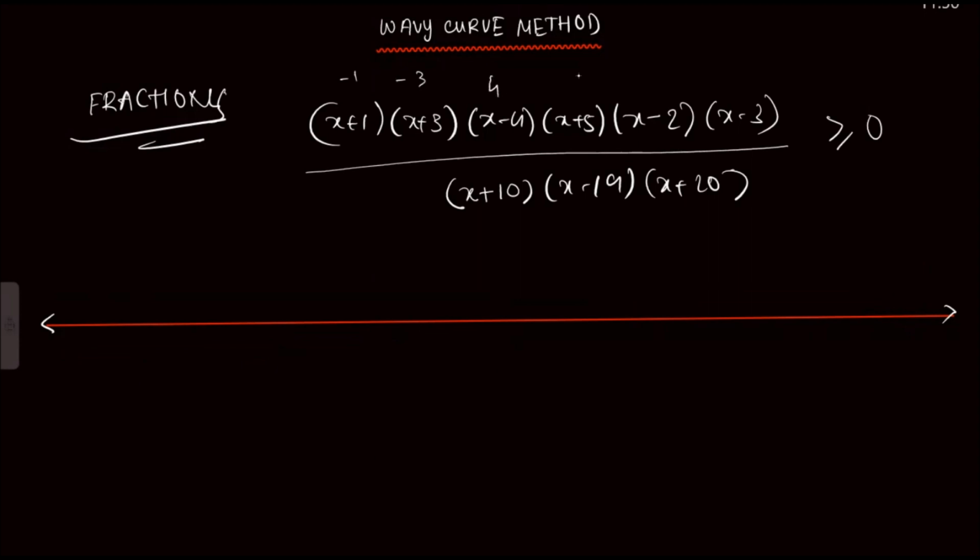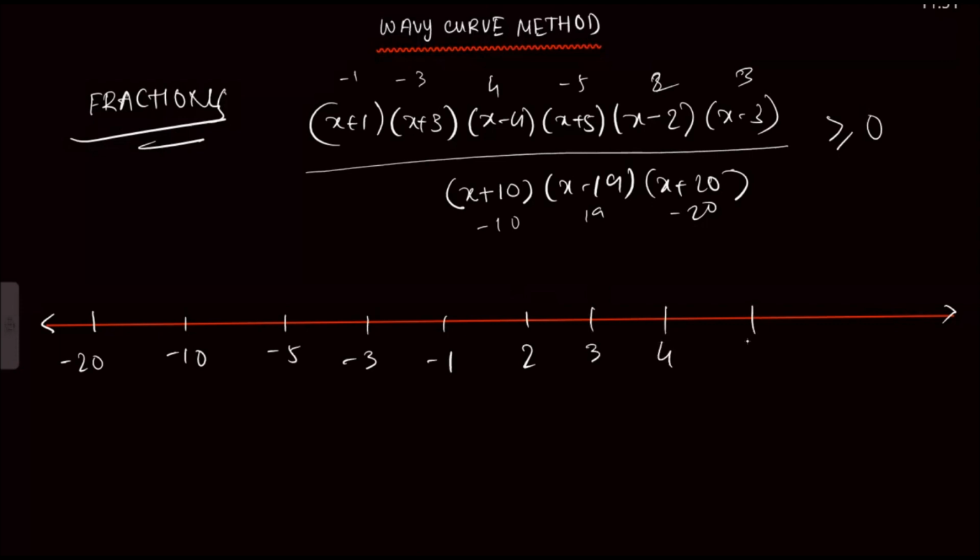-1, -3, 4, -5, 3, 2, 3, -10, 19, -20. Arranged in order: -20, -10, -5, -3, -1, 2, 3, 4, 19.